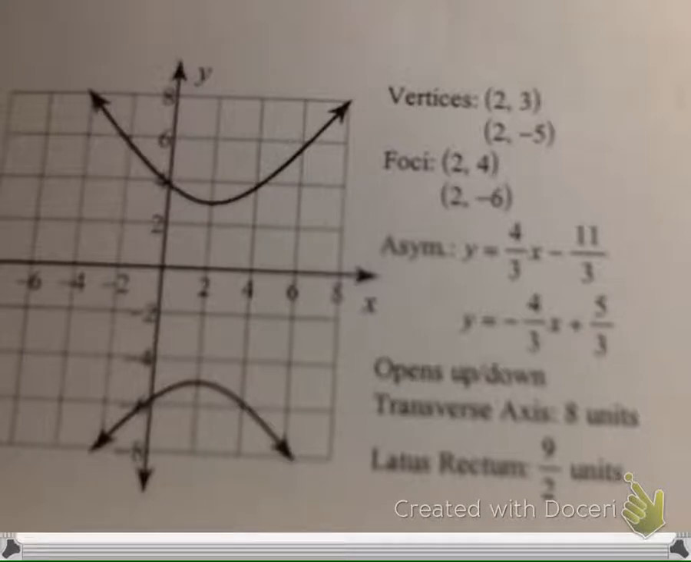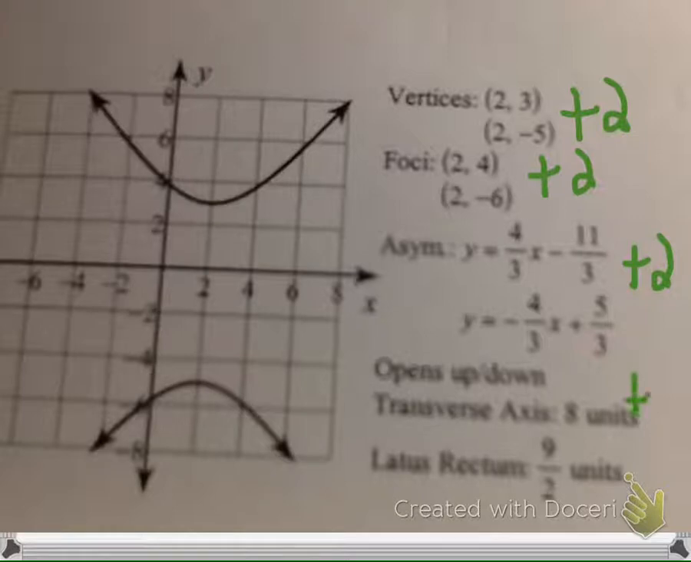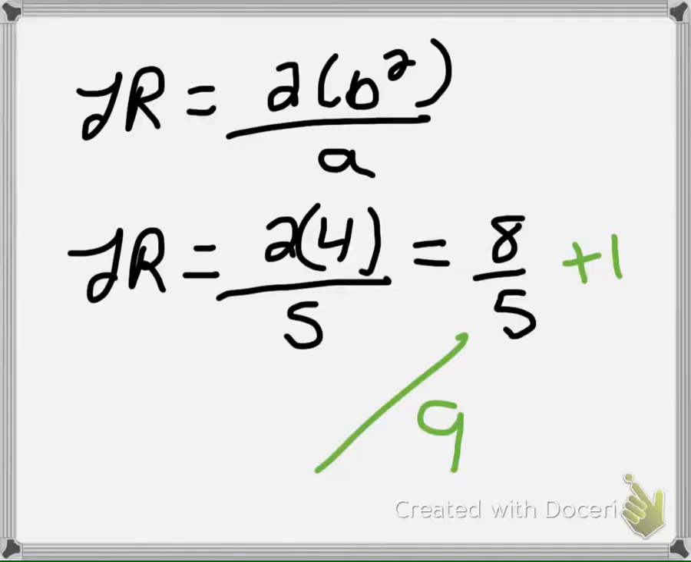Okay, so your vertices are each worth 1, so that's 2 points there. Ooh, I don't like how that looks. It's not dark enough. So with my green pen, that's 2 points. Your foci are 2 points. Your asymptotes are 2 points. You did not have to tell me whether it's vertical or horizontal, but it was a vertical hyperbola. The transverse axis is 8, and latus rectum is 9/2. And so we have 2, 4, 6, 7, 8 points. That was number 1.